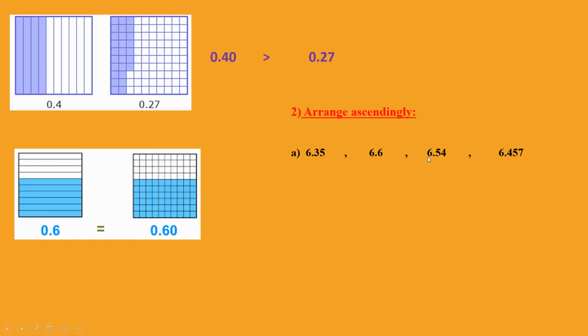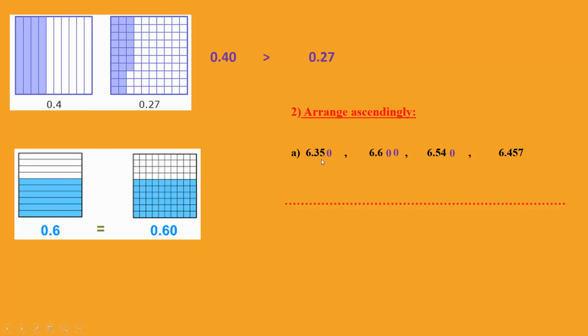Arrange in ascending order: 6.35, 6.6, 6.54, 6.457. We will note that we have the same whole number, 6 and 6 and 6 and 6. So we need to look at the decimals. Here 2 decimal places, here 1 decimal place, here 2 decimal places, here 3 decimal places. So we need to add 0 to make 3 decimal places. Here we will put 1 zero, and here 2 zeros, and here 1 zero, and start to arrange.